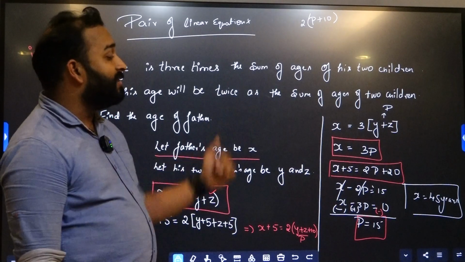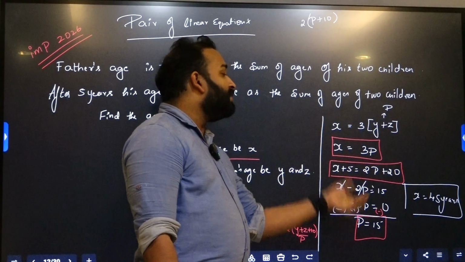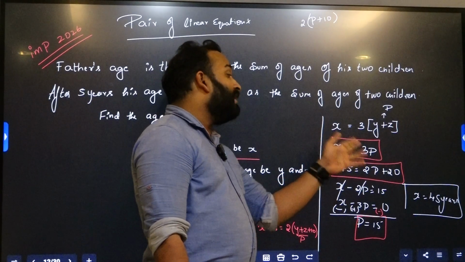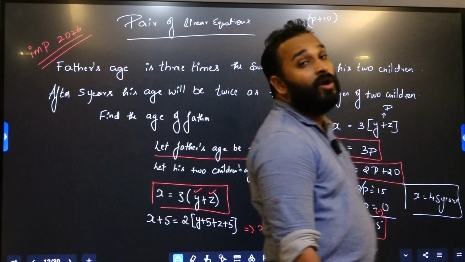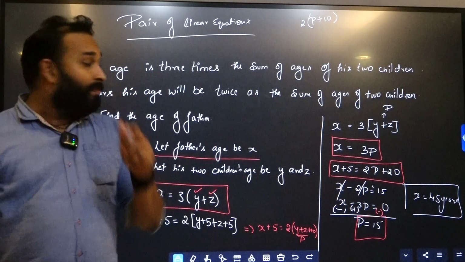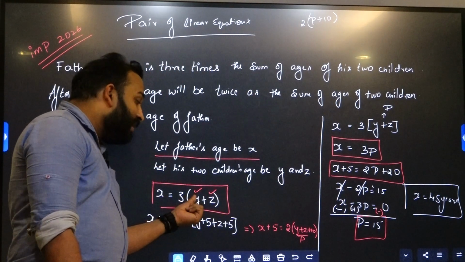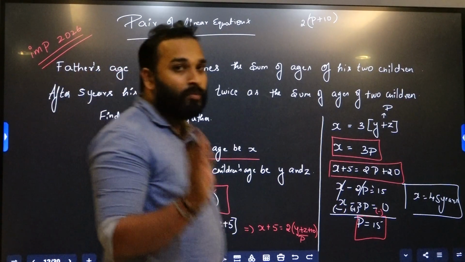That's what we took, y plus z. And if we substitute in the first equation, 3 times y plus z is equal to x, so 3 times p is equal to x, so p into 3 is 15, so father's age is 45 years. Easy and simple. But the very tricky part is where you have to increase the age of both the children. So please remember that, that's an important one.